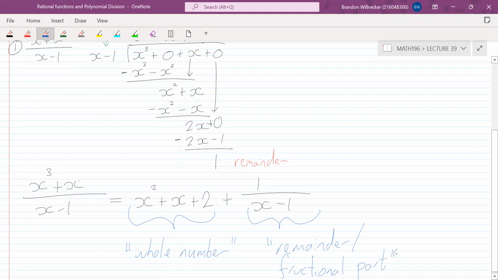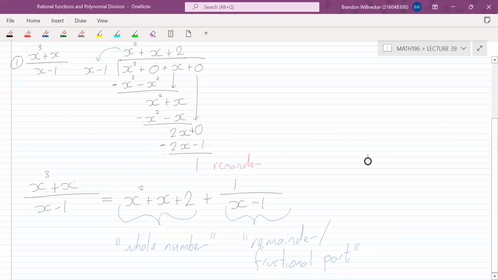And we can see now with this fractional part that the degree of the numerator is now less than the degree of the denominator. So the degree of the numerator, you can call that 0. The degree of the denominator is 1. So we have that 0 is less than 1. So that's fully reduced now. That's as small as we're going to get it.